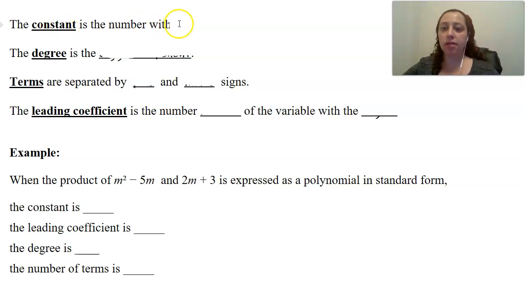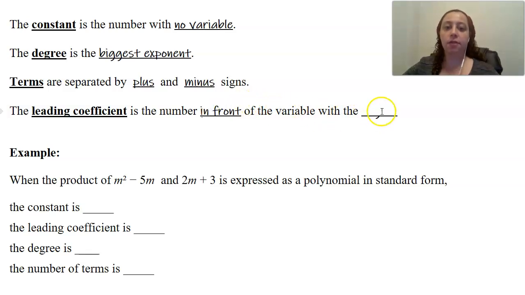A constant is a number with no variable. The degree is the biggest exponent. Terms are separated by plus and minus signs. And finally, the leading coefficient is the number in front of the variable with the degree.